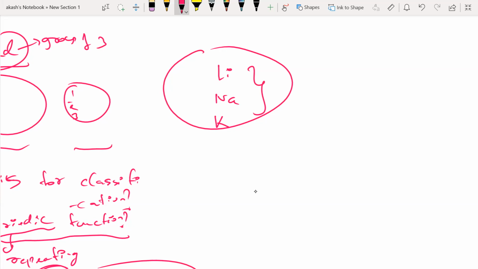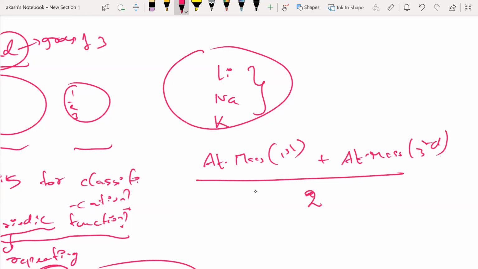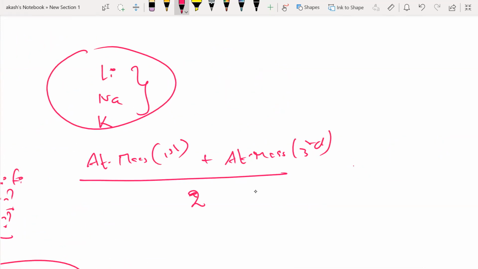What he said is that the 3 elements can be placed in one group if I take the atomic mass of the first element and add it to the atomic mass of the third element, and if I take the average of this, that is, divide by 2, I should get the atomic mass of the second element.